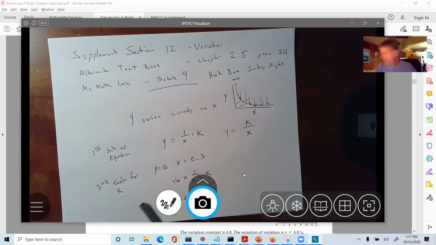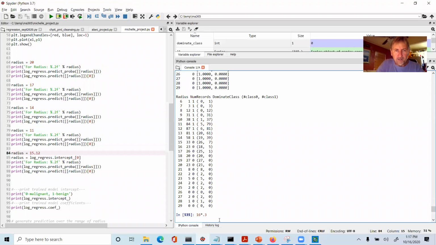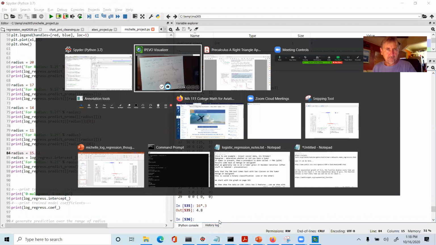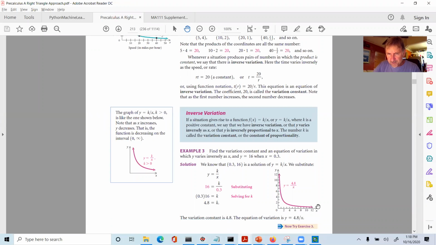So that is, I don't have my calculator available. So we have 16 times 0.3 is 4.8. So 4.8 equals k. And then if you want to rewrite your equation, y equals 4.8 over x would be my final equation. Right, so k equals 4.8, and then they have 4.8 over x.